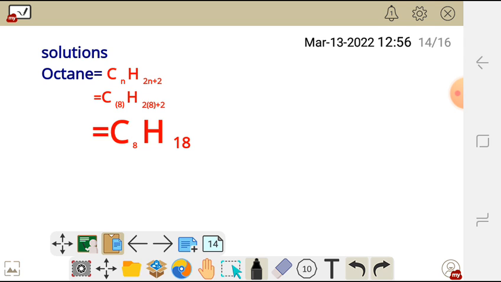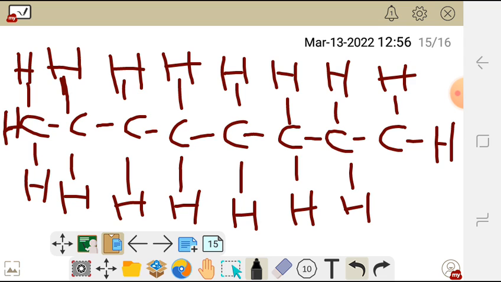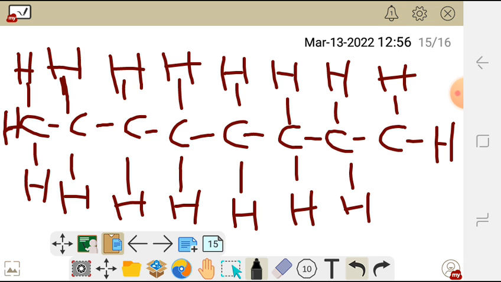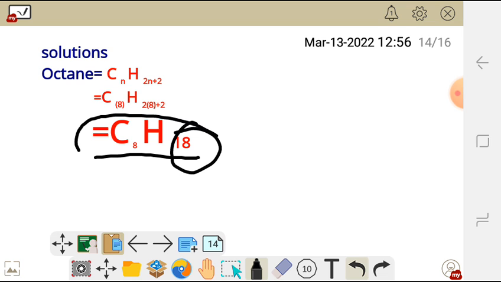So this will be the molecular formula for octane, and this will be the structure formula. Remember, it should have 8 carbons and 18 hydrogens. If you count these hydrogens and carbons, they must be equal to the numbers shown in that formula there.